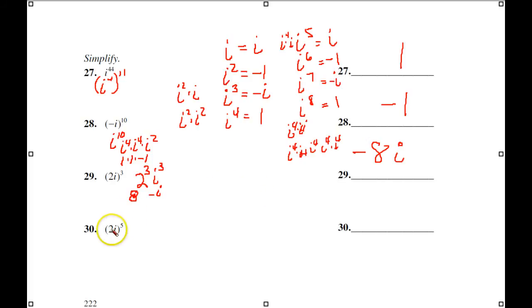Now this one is a 2 to the fifth, which is 32. i to the fifth, which we said was i, because that's i to the fourth, which is 1, times i. So number 30 is 32i. And again, your practice and homework will determine how well you do. And again, hopefully these have been helpful. We'll be moving on to Chapter 8.